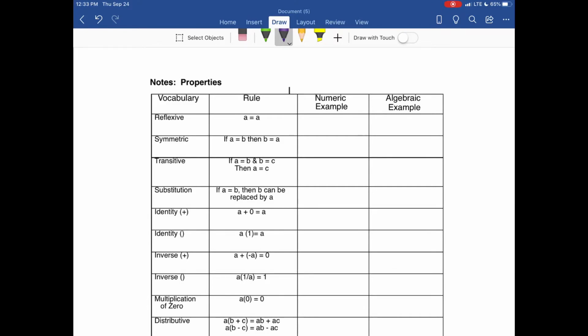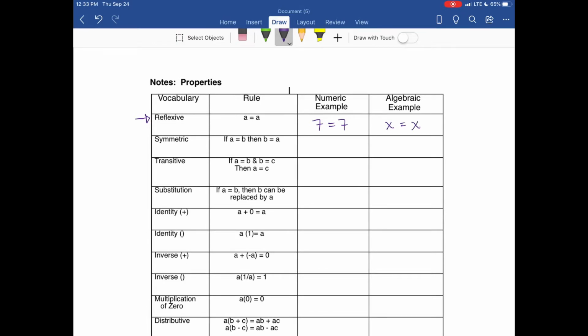So let's start with the first of our properties, and that is the reflexive property. That tells me that any real number is equal to itself. I am equal to myself. A numeric example might be, give me a number. What am I thinking? 7. I know 7 will always equal itself, 7. An algebraic example is any x will equal x.